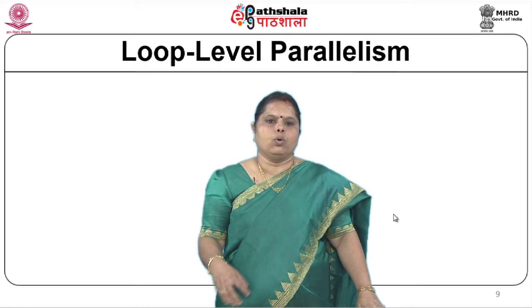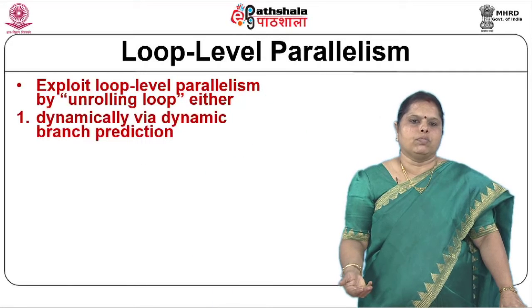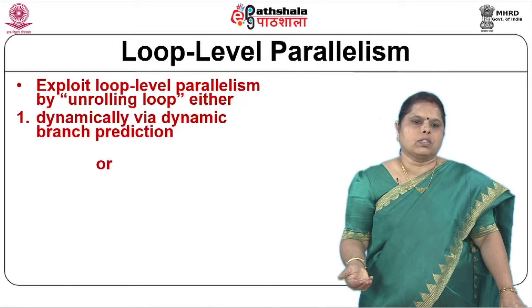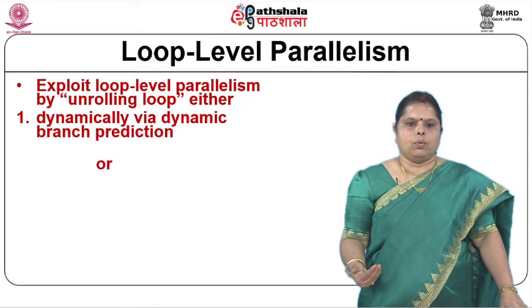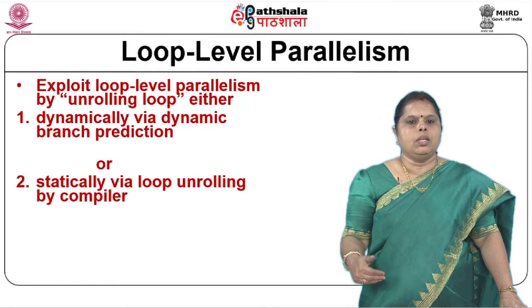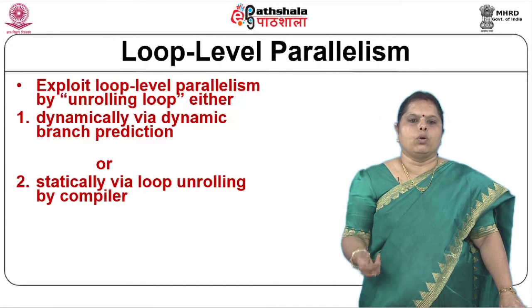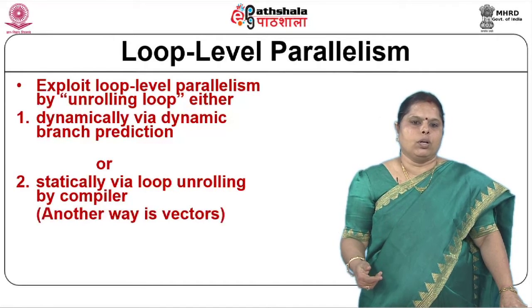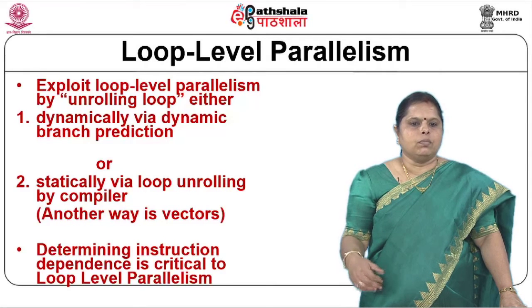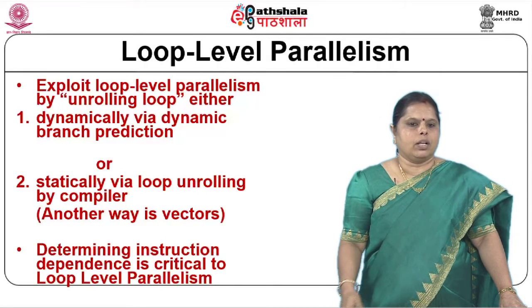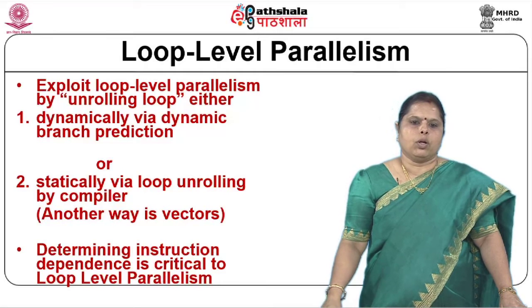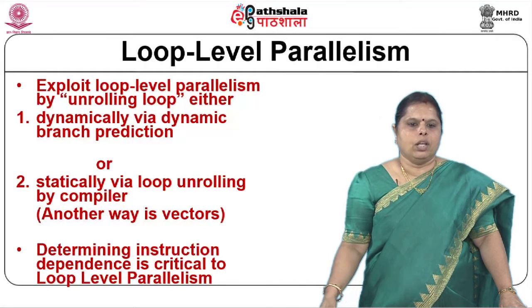branch predictor can do a dynamic unrolling of the loop. So, that was what we discussed for a dynamic approach or a hardware approach. Now, the same thing can be done statically by the compiler as a loop unrolling process. So, that is what we are going to discuss here. Of course, apart from these two techniques, you can also look at vector architectures which will try to exploit the loop level parallelism, which we will do in a later module.